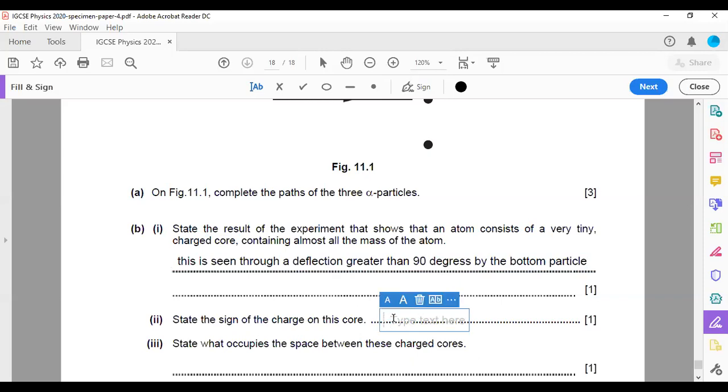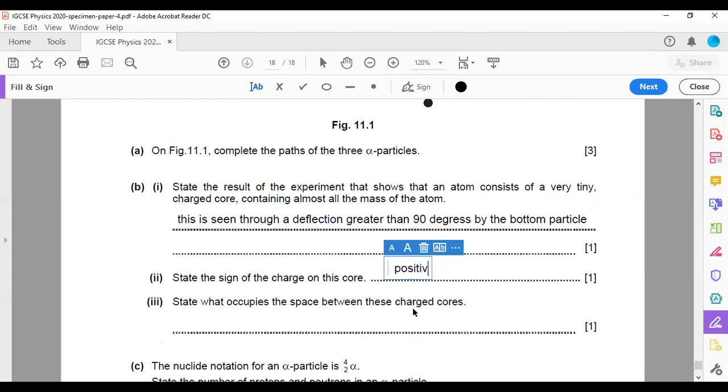Alright. Next: state the sign of the charge on its core. What is the charge of an alpha particle? It is positive. The alpha particle is positive. If you remember, it's 4,2, so it is positive. That's the charge, and state what occupies the space between the charged core. What occupies the space between the charged core? They're not considering the figures, they're actually asking about the sign, which is positive.